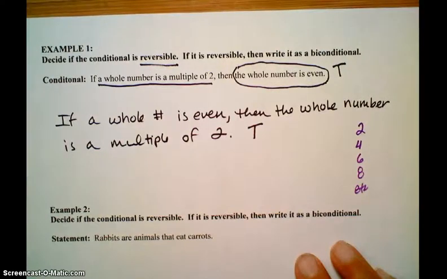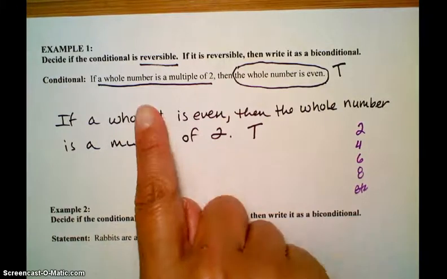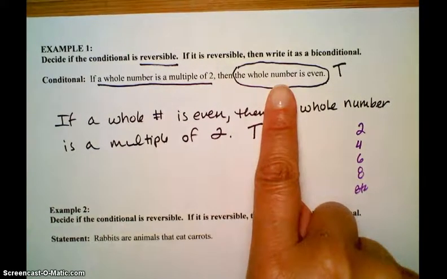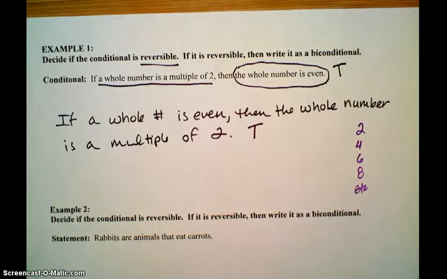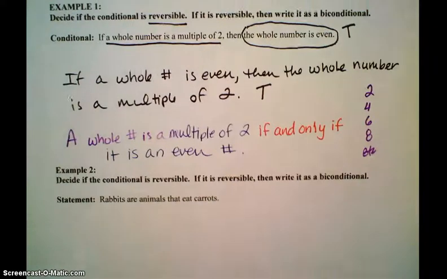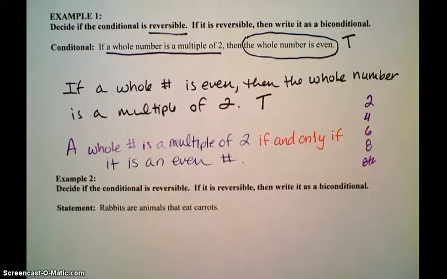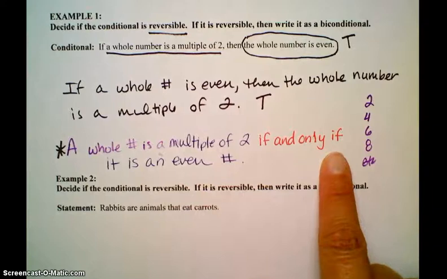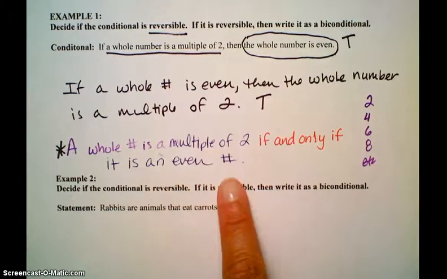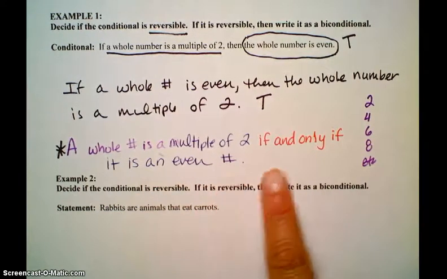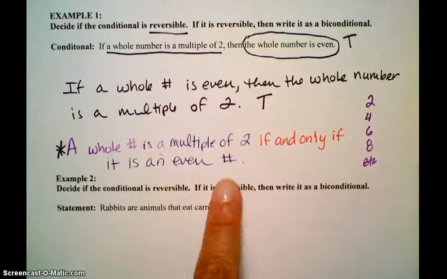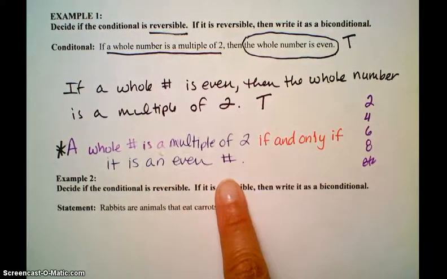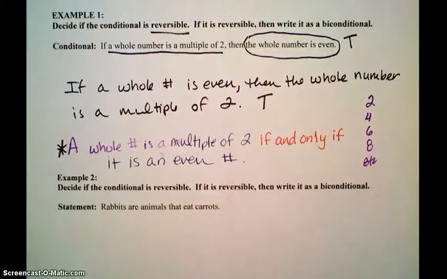The answer to that question is yes, and in which case we're going to go ahead and write the biconditional using the hypothesis and the conclusion from this original sentence. All right, go ahead and write that biconditional. So, the biconditional is this statement right here. A whole number is a multiple of 2 if and only if it is an even number. Okay, you may have if and only if the whole number is even. Either one would be perfectly acceptable. Okay, we're moving on to the next example.